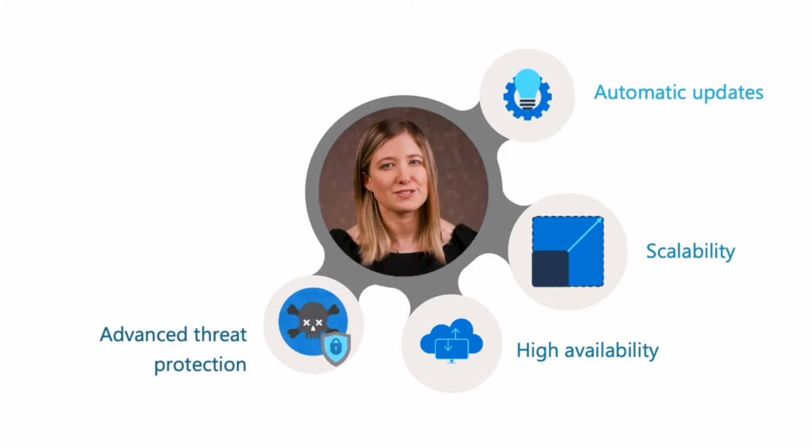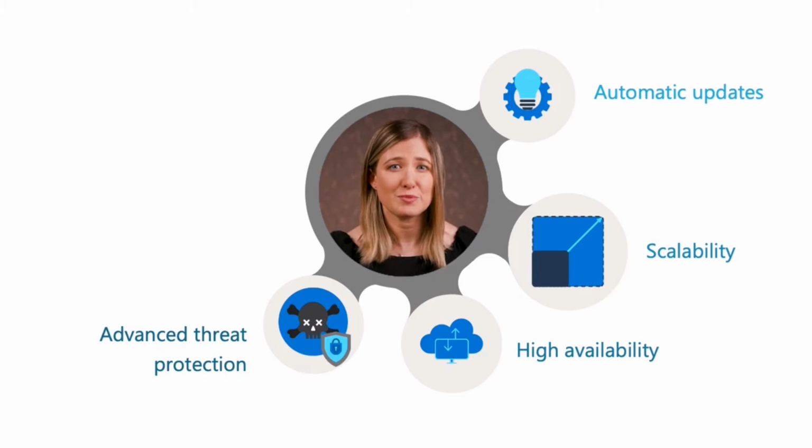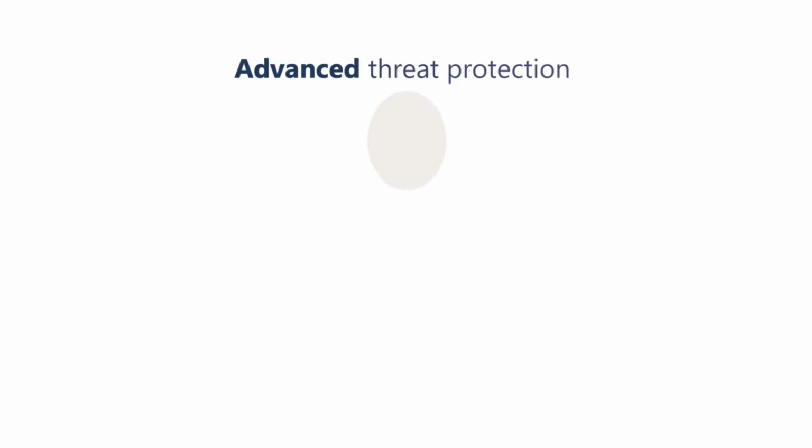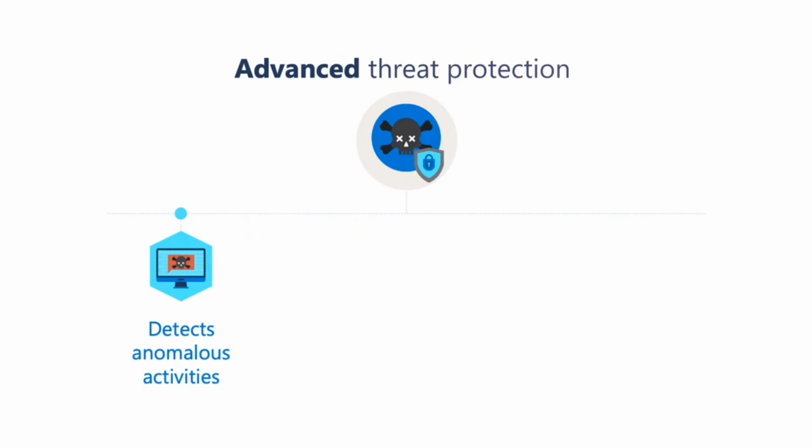Advanced threat protection. Advanced threat protection provides advanced security capabilities, such as vulnerability assessments, to help detect and remediate potential security problems with your databases. Threat protection also detects anomalous activities that indicate unusual and potentially harmful attempts to access or exploit your database.